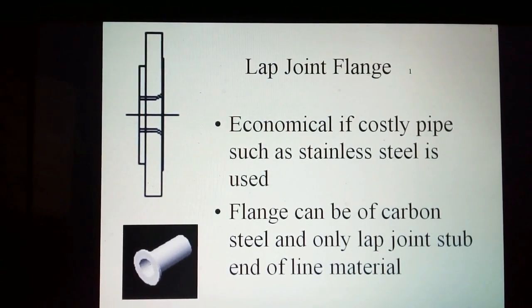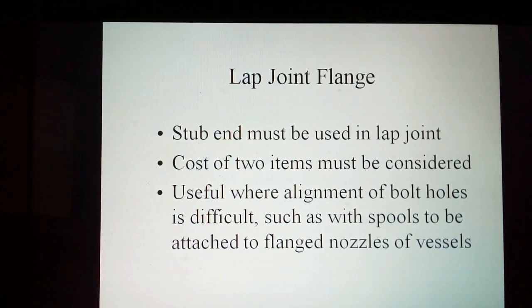Lap joint flanges are economical if the pipe used is of costly material such as stainless steel. The flange can be carbon steel and only the lap joint stub end needs to be of line material. A stub end must be used in a lap joint, and the cost of carbon steel flange and stub end must be considered. It is also useful where alignment of bolt holes is difficult, such as with spools to be attached to flange nozzles of vessels.